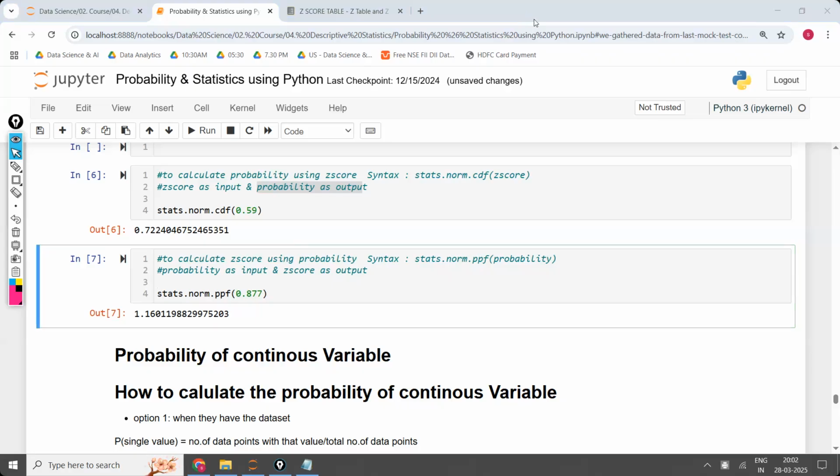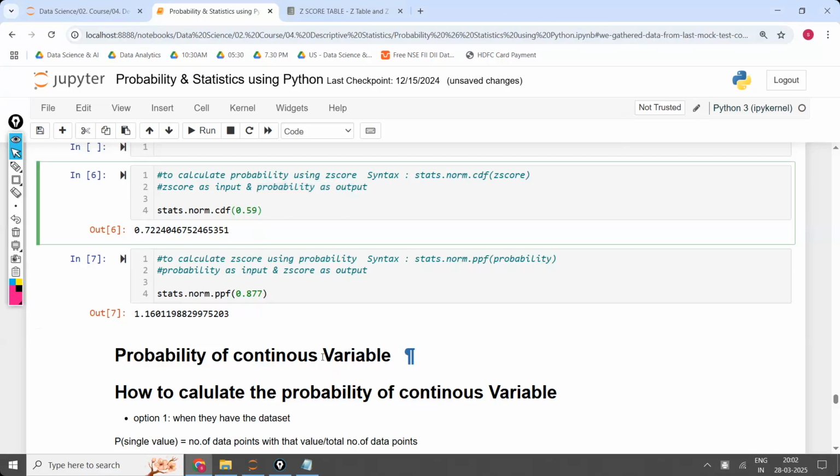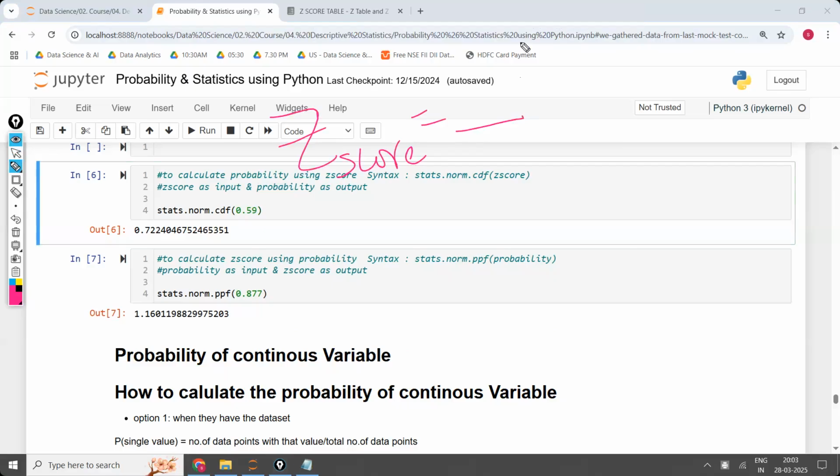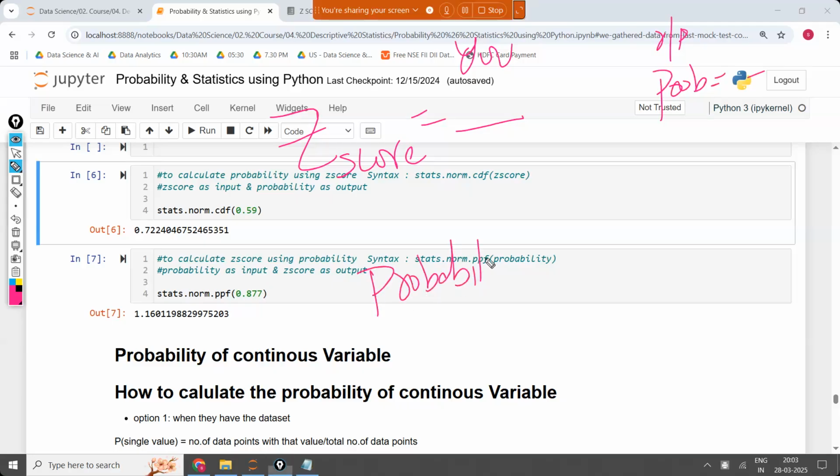As one of the students is asking to repeat. In the CDF, if you give the Z-score, some value, you provide this one. The output you are going to get is probability. And if you provide probability as the input, then what is the output? Z-score.